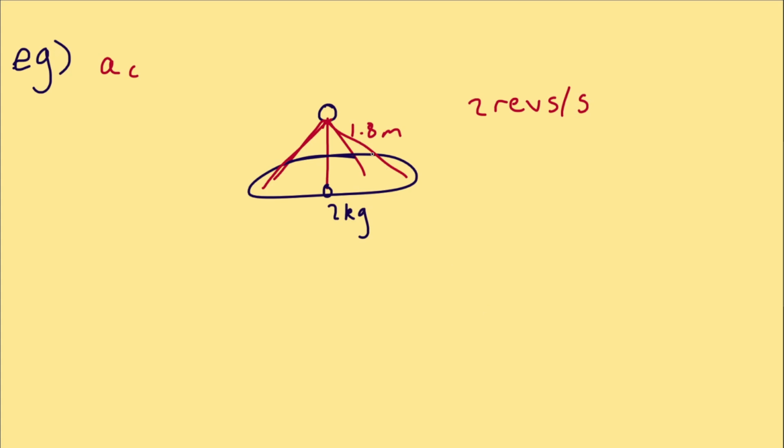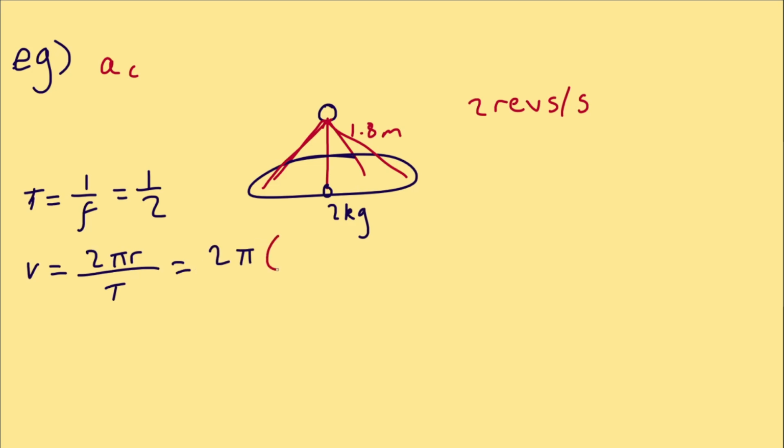First, let's find the period, so how long it takes to travel in one circle. That would be T is 1 over f, which is 1 over 2 revolutions. Now let's find the velocity, which is 2 pi r over time. This is 2 pi times 1.8 meters, the radius, divided by time, so 0.5 seconds, which we just solved for here.